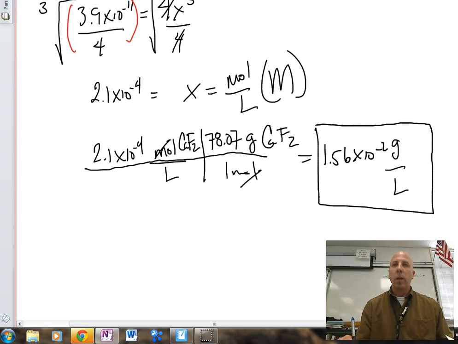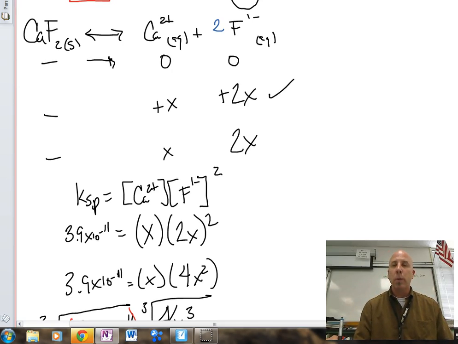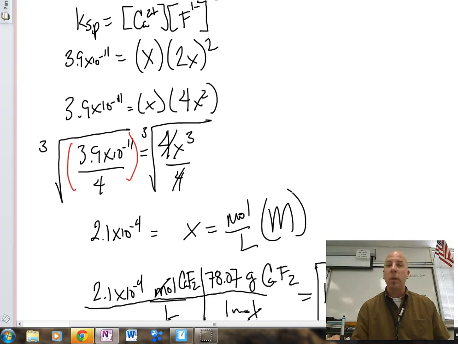Once again, we're given Ksp. We do an ice table. We're going to run it through the ice table with x and 2x because of our coefficients, and then we just plug that into the Ksp expression and solve for x, to get this molar solubility.